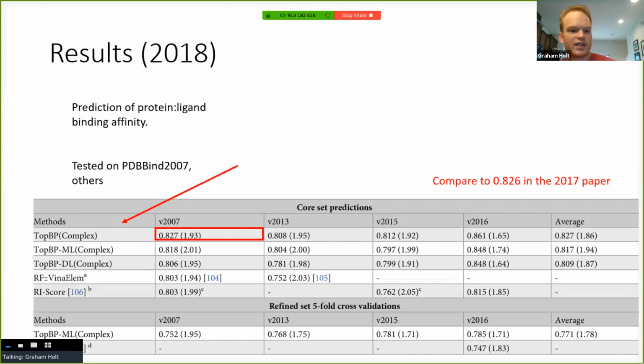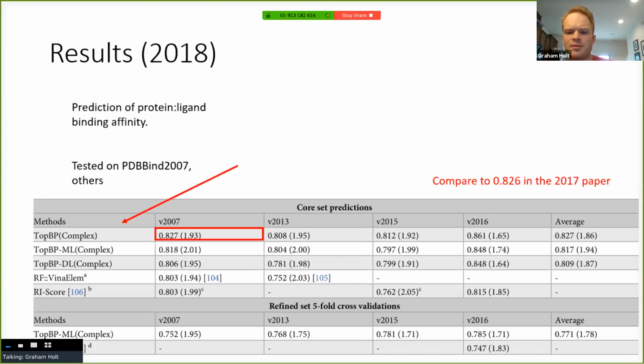So if we look at the results, they tested some additional things. One thing that they tested was very similar to the 2017 paper. They tested their prediction of protein ligand binding affinity on multiple different data sets. They did predict on, I believe, the same data set as the 2017 paper, and they made only a very slight improvement there, which I thought was interesting.